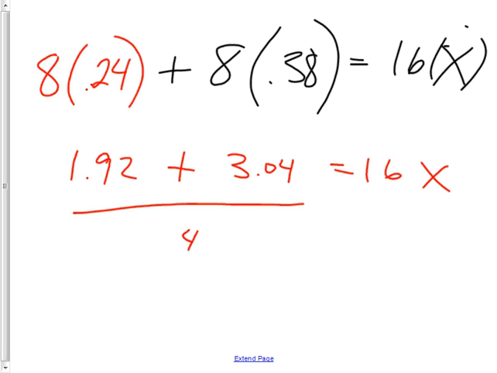4.96 divided by 16 gives me 0.31. And what did I just figure out? The total percent is 31% acid. Okay?